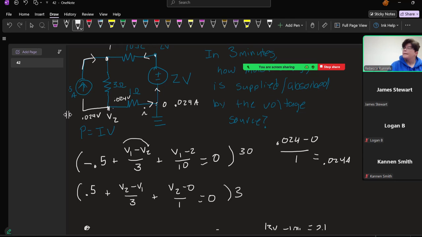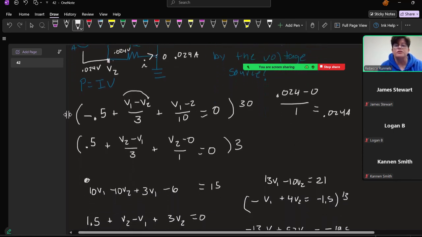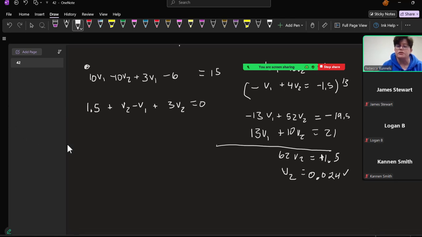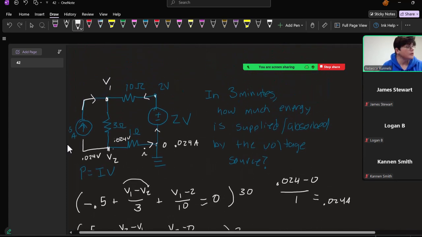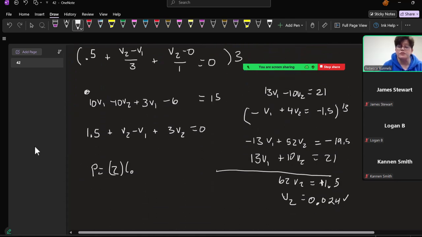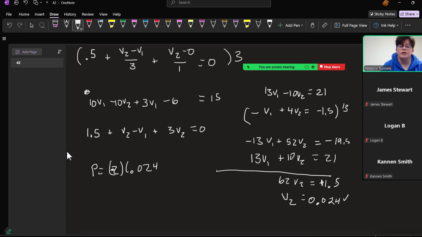So going through the voltage source, we have 0.024 amps. Exactly, because the 1 ohm, the 2 volt, and the 10 ohm are all in series, so they all have to have the same current. So things in series have the same current. Now I know the current for the voltage source. So I know the power for the voltage source is 2 times, now let's look, it's going into the negative terminal, so that's going to be negative 2 times 0.024, and that's negative 0.048.